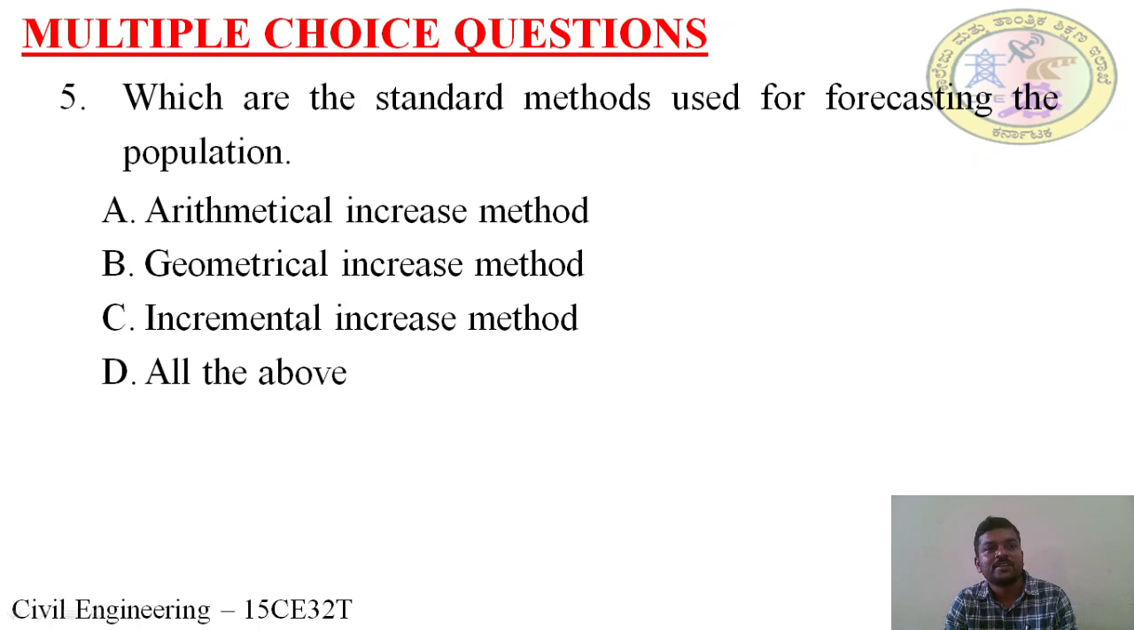Fifth question. Which are the standard methods used for forecasting the population? Option A, arithmetical increase method. Option B, geometrical increase method. Option C, incremental increase method. Option D, all the above. So the arithmetical increase method is used to find out population forecasting. The geometrical method is also used. The incremental increase method is also used. So the correct answer is option D.